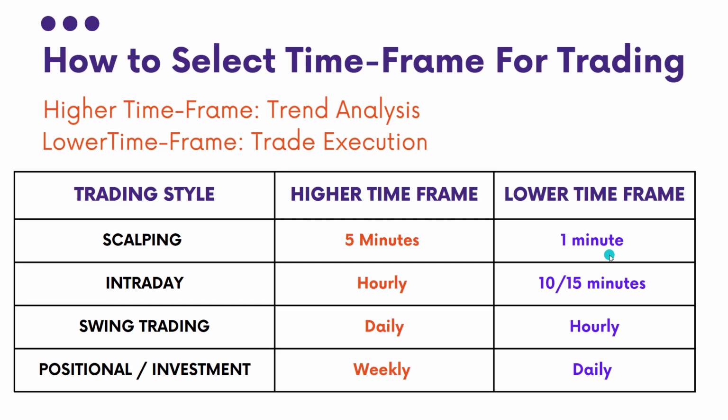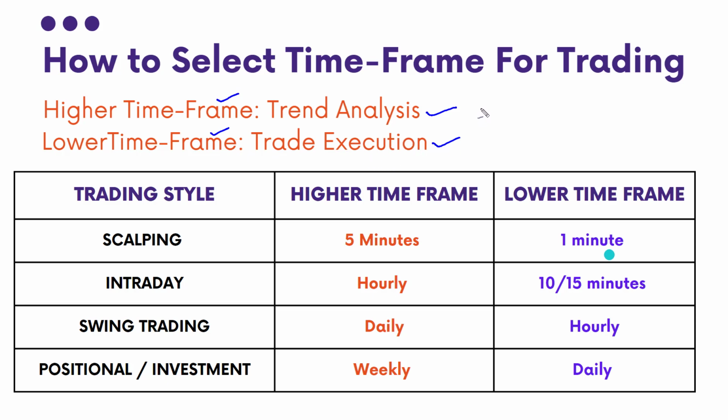People take different time frames for different trading styles. Within the next few minutes we are going to talk about that, but before that you have to remember this. We usually have two types of time frames in each style of trading. The first one is higher time frame and the second one is lower time frame. In the higher time frame we do trend analysis and in the lower time frame we take the trade execution.